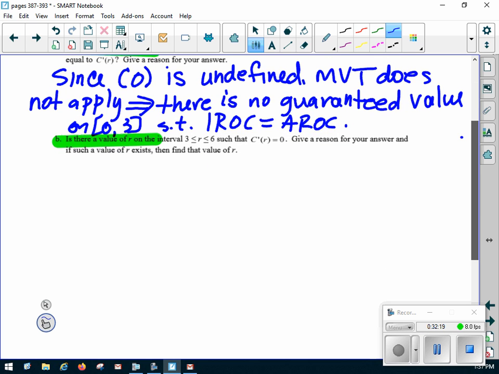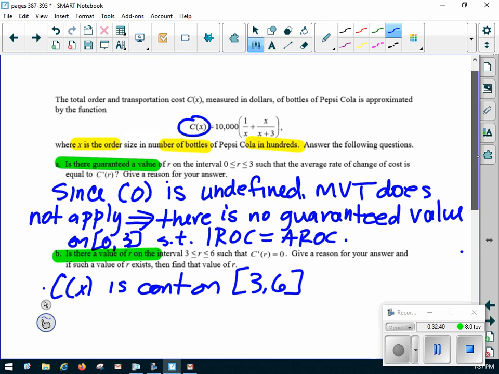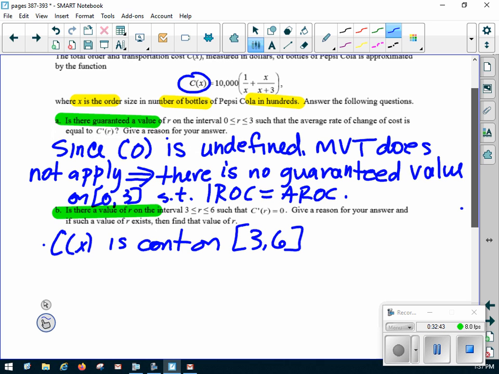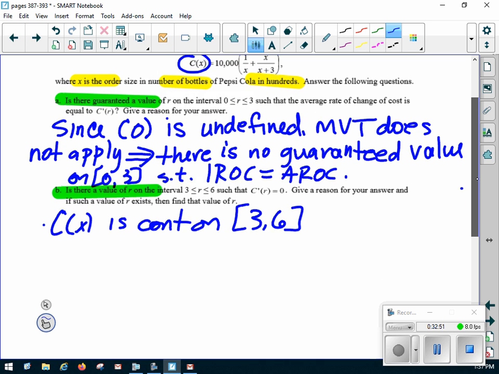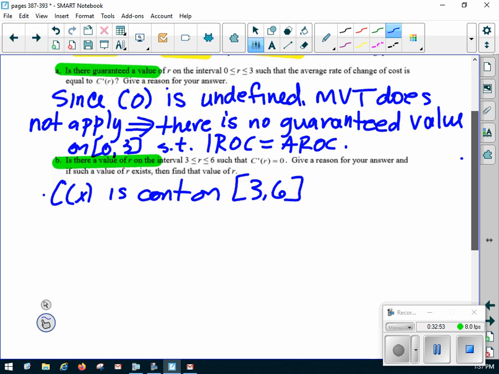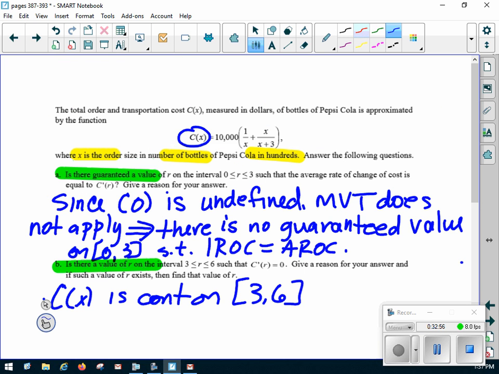So C of x is continuous on 3 to 6. What else for Rolle's? Is that function differentiable on 3 to 6? Well, I don't know. I guess we better figure that out. Now, if I'm going to take the derivative of that function, I'm going to rewrite it. I'm going to show you how I'm going to rewrite it as, not that way.